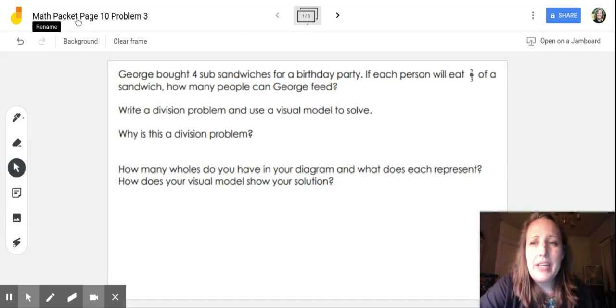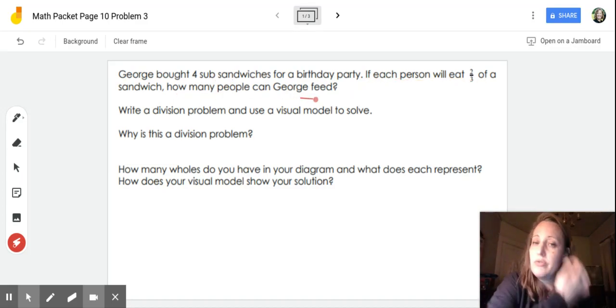We're on Math Packet page 10, problem 3. And in this packet, it says George bought 4 sub sandwiches for a birthday party. If each person will eat 2/3 of a sandwich, how many people can George feed? So he bought 4 sandwiches. Each person will eat 2/3 of a sandwich. We want to know how many people can George feed.